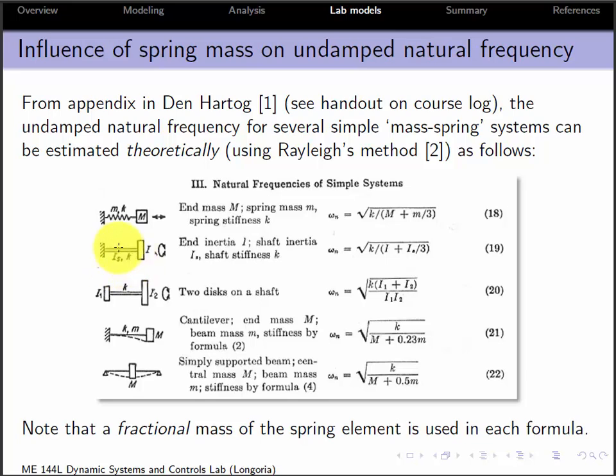And then there's a stiffness in that rotational or torsional shaft. And then here's the main rotational inertia. So very similar to actually the translational case. And then here's some other cases.